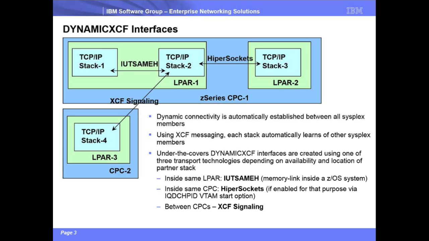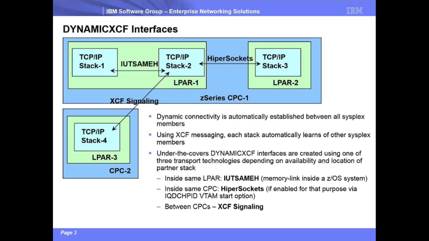To use DYNAMICXCF messaging, there's one of 3 DYNAMICXCF interfaces that may be activated. And that just depends on the location of one TCP/IP stack in relation to the other TCP/IP stack. So in this example, between stack 1 and stack 2, since both stacks are in the same LPAR, the DYNAMICXCF interface uses a function called IUT_SAMEHOST, which uses a very efficient way to send data between the 2 stacks.